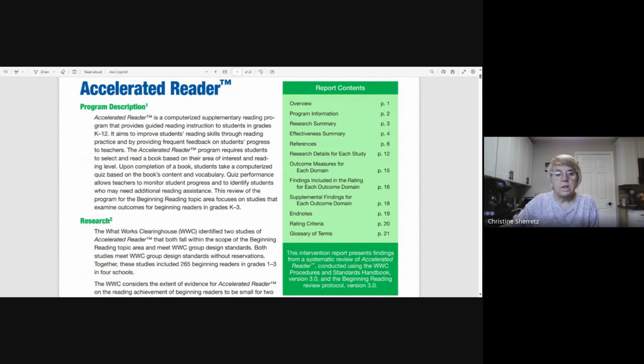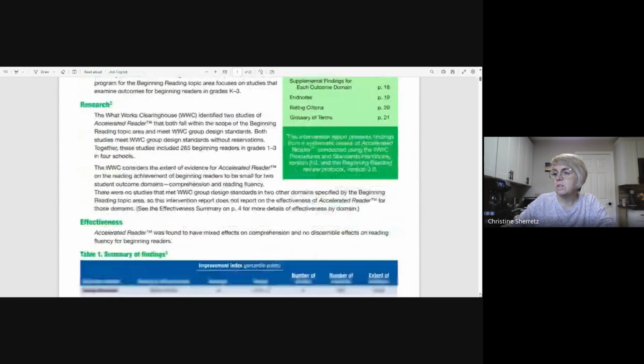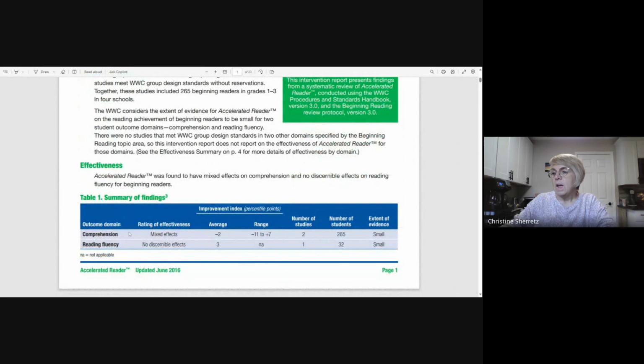So you can download the report, and you can go to What Works and see just about all different kinds of interventions. It gives a program description. You can see the research about it, and we can see the summary of findings. There were 2 research reports that met the criteria.